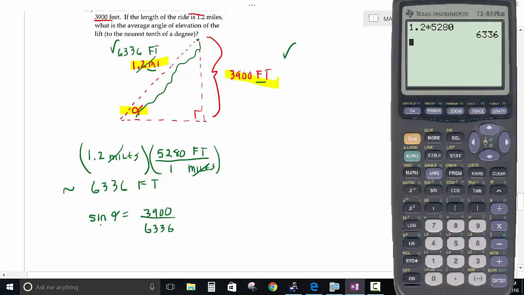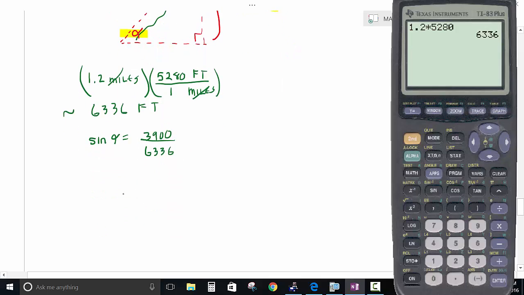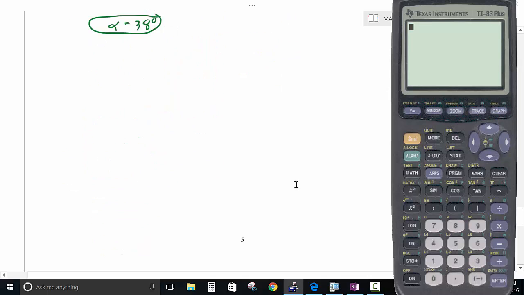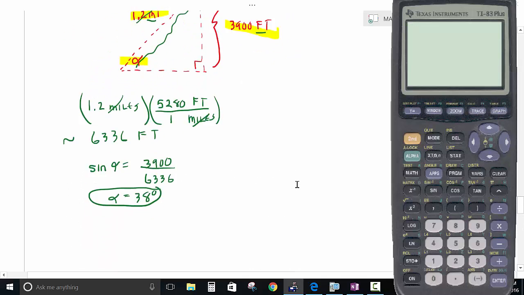You can only take the inverse sine of a number that's less than 1. So on the calculator, you'll see that I'll get an outstanding answer now. Inverse sine, 3,900 divided by 6,336. Now I should get a good answer. There we go. So much better. So we got alpha equals about 38 degrees. Problem solved. Okay, watch out for those units. Teacher can be sneaky sometimes. Am I right? Oh, look at that. It's a thing of beauty.